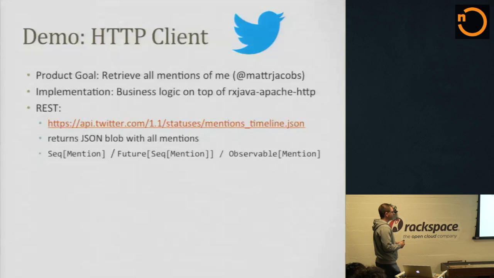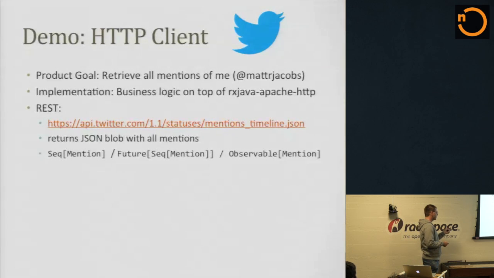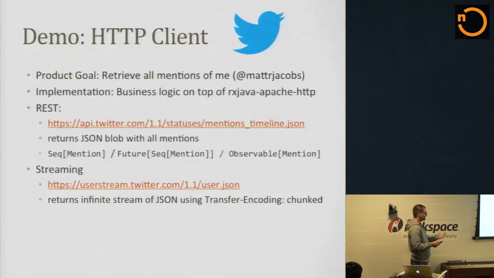So how could I represent this computation? I could represent this as blocking. This could be a sequence of mentions. Mention is some business object I'm creating here. It could be a future of sequence of mentions. This could be an async operation. Or it could be an observable of mention. In that case, I don't even know if it's async or sync. I just know that I will be getting emitted mentions of me in some fashion.